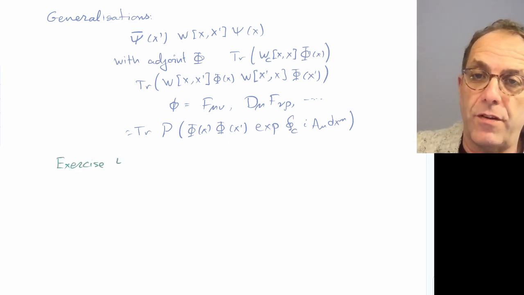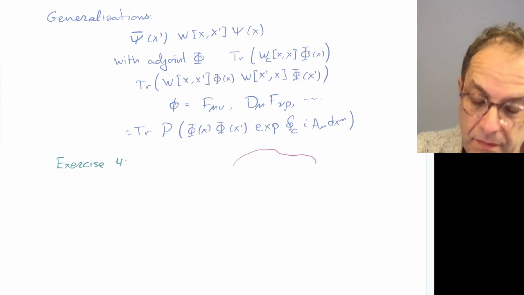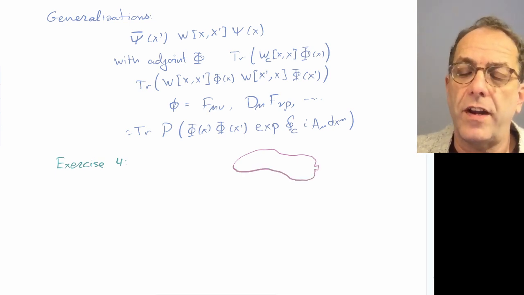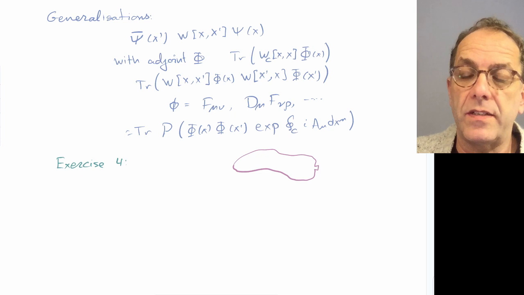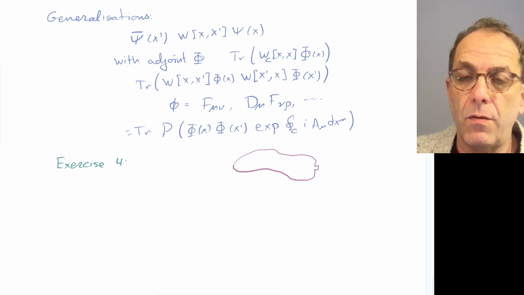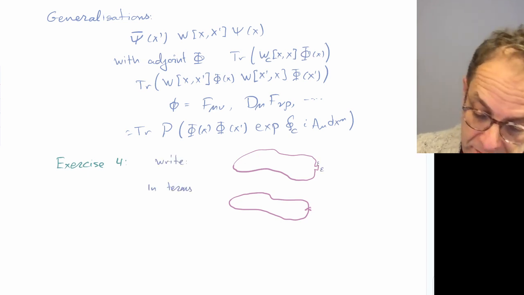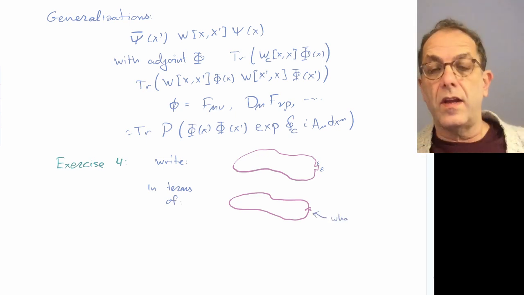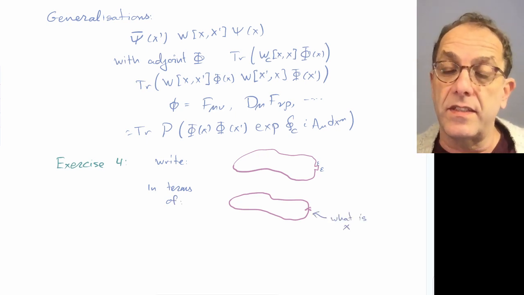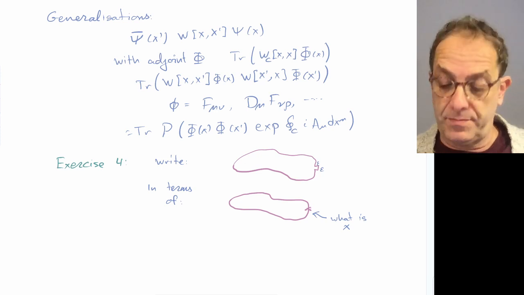It is now time for exercise number 4. Consider an arbitrary curve that you add to it a small square, as in the picture, where every side of the square is of length epsilon, and try to write it to order epsilon squared in terms of an operator inserted into the Wilson loop without this square. And the question is, what is this operator insertion x?